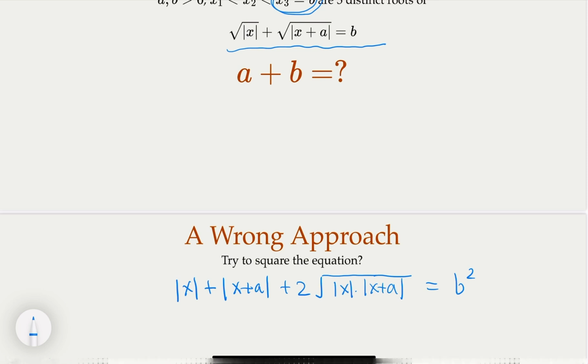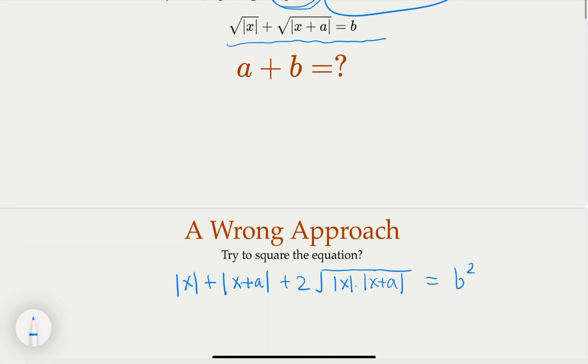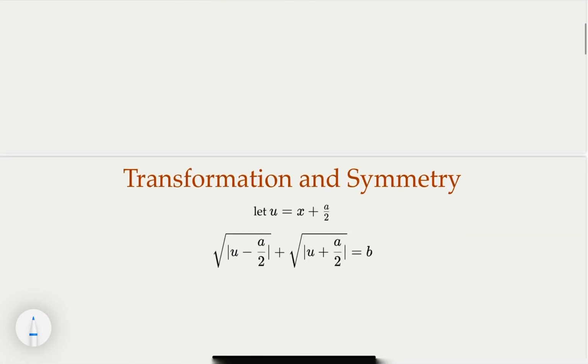So the trick here is to try to use variable substitution to turn this equation into an equation with a special property. Notice that we're given the 3 distinct roots. Here, let's write the original equation: the absolute value of x, plus the absolute value of x plus a, equal b. All right, so when you do this variable substitution, the function in u becomes this one.